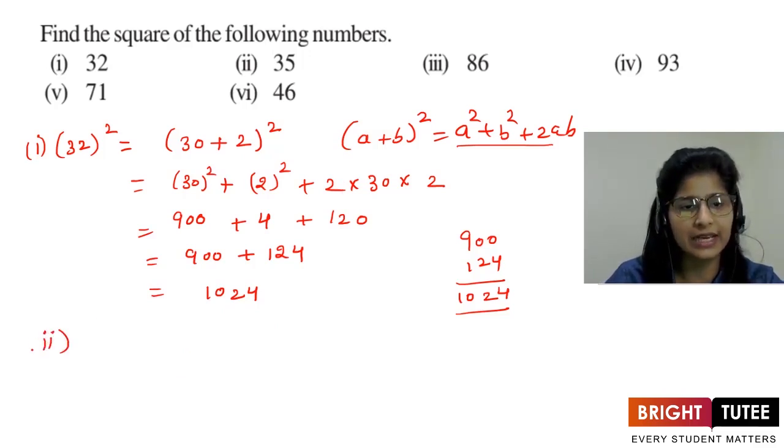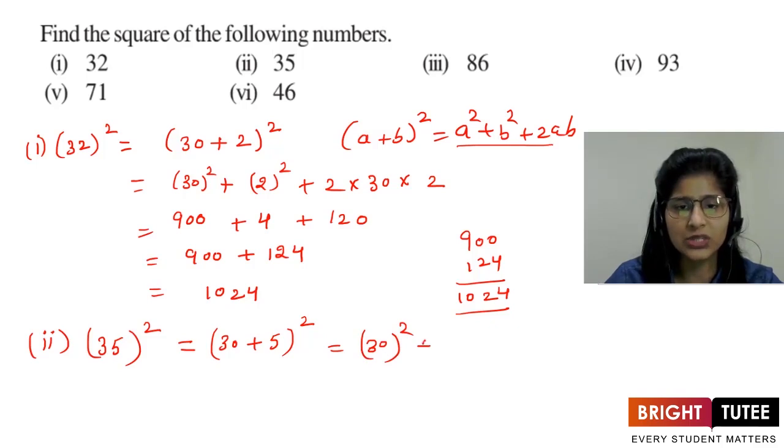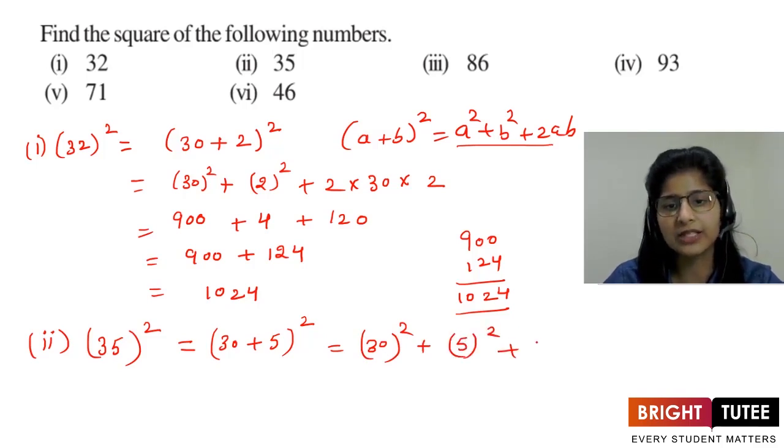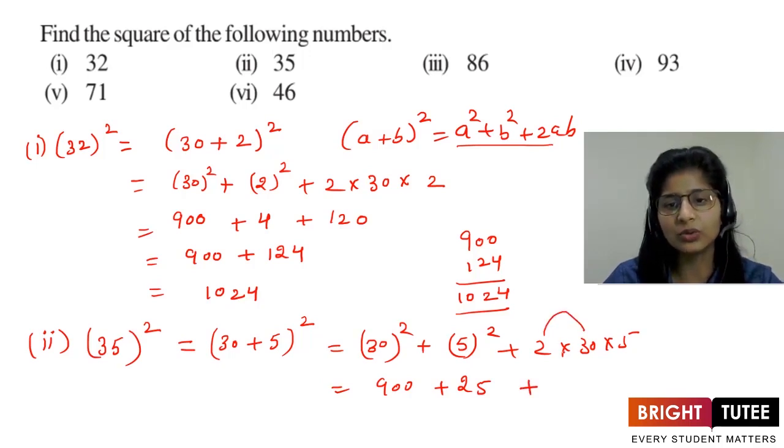Let us try the second part. In the second part we have to do for 35. The square of 35 is (30 plus 5) whole square. Clear? So 30 square, that is a square, plus b square plus 2 into 30 into 5. So we get 30 square is 900, then 5 square is 25, plus 2 into 3 is 6, 6 into 5 is 30. So we get how much? 300. Just see, 2 into 5 is also 10, 10 into 30 is 300.